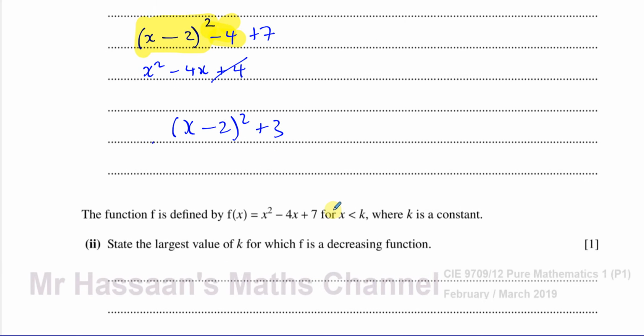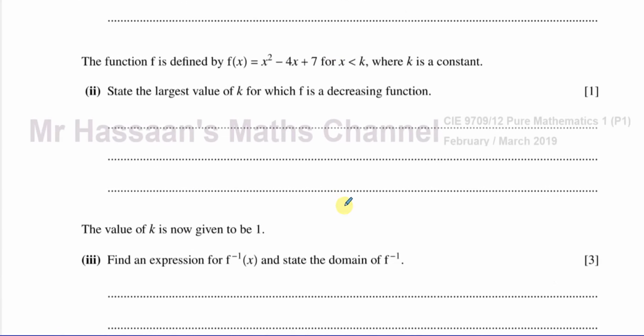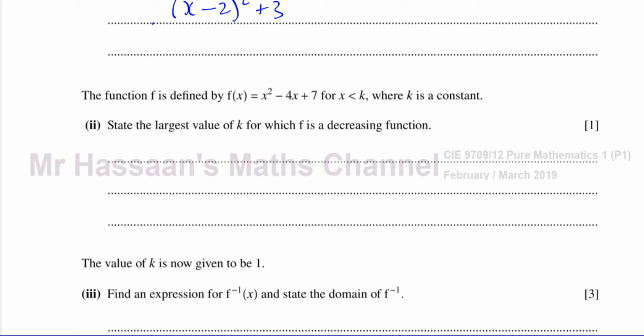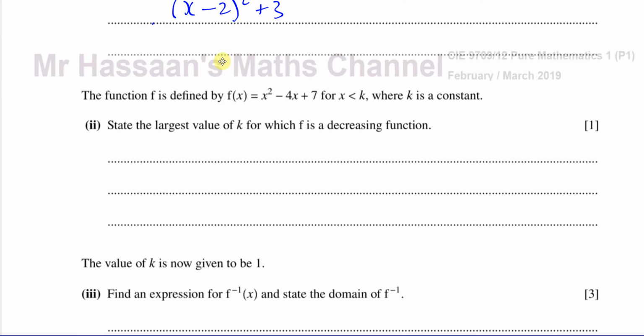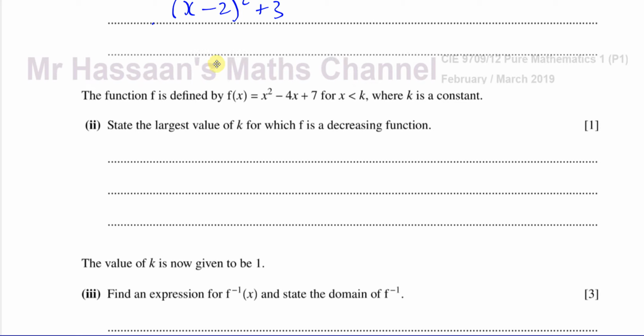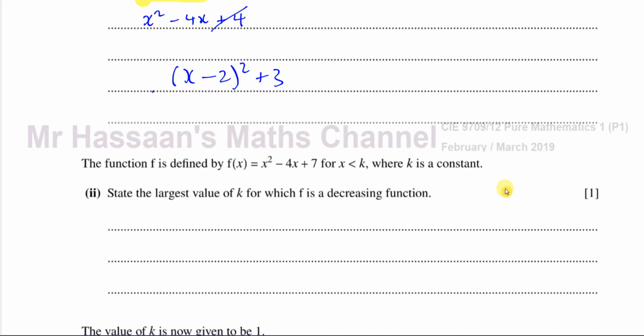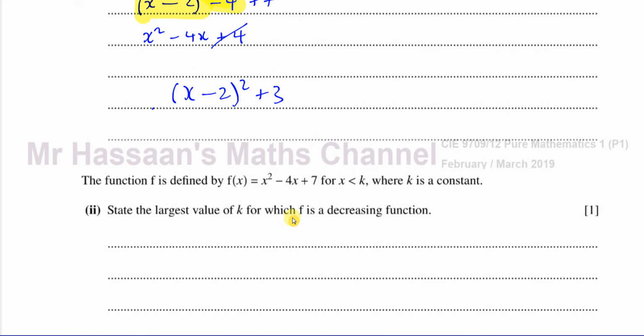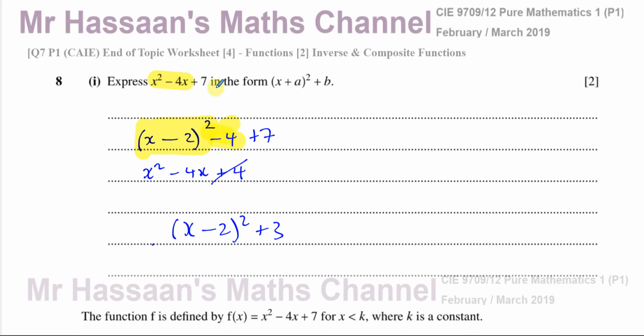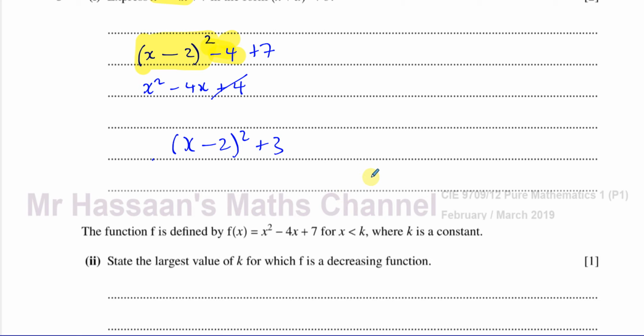Okay, now for question 8, part 2, it says the function f is defined by f of x equals x squared minus 4x plus 7 for x less than k, where k is a constant. State the largest value of k for which f is a decreasing function. Okay, so basically the domain of our function, this is the same function as we had here. So f of x is basically the same thing as what we just had up here, which we can write in this form, which will help us in this question actually.